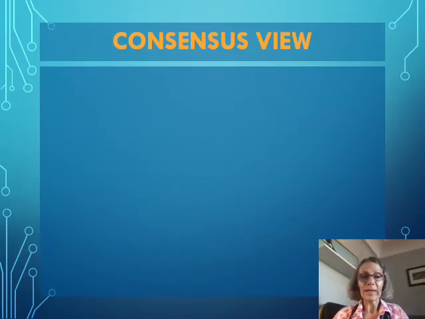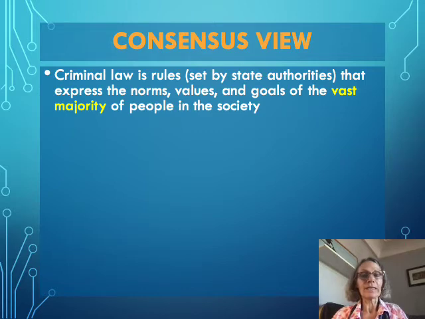Okay, let's start with the consensus view. So the consensus view says that criminal law is rules set by state authorities, like state legislatures or the federal legislature, that express the norms, values, and goals of the vast majority of people in that society. In other words, there is a consensus regarding what behaviors are harmful.